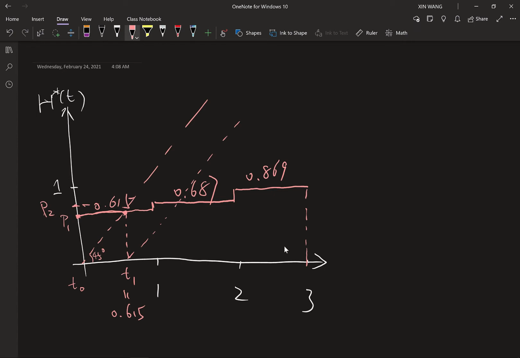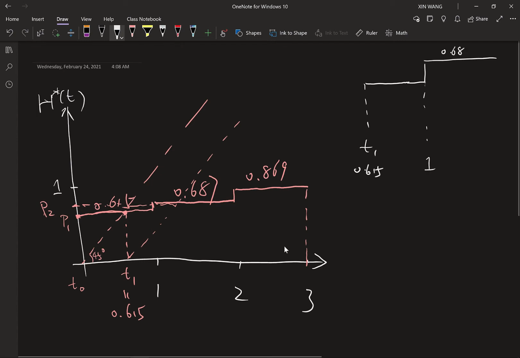And then we need to draw the 45-degree line from T1. We just zoom in to find out how we determine T2. We got T1, 0.615, and then this is 1. We jumped to 0.687. So if we draw the 45-degree line, it should be in the middle, such that the area below this line with our step function equals the area above this line.